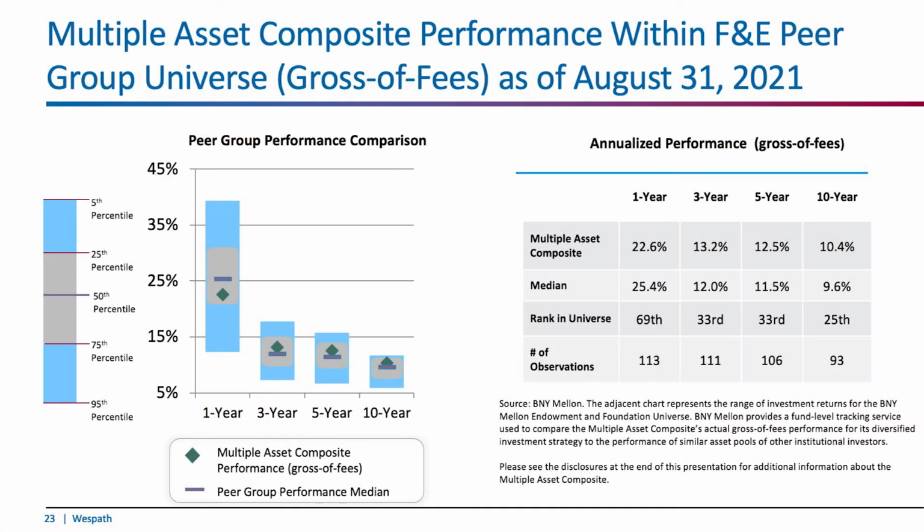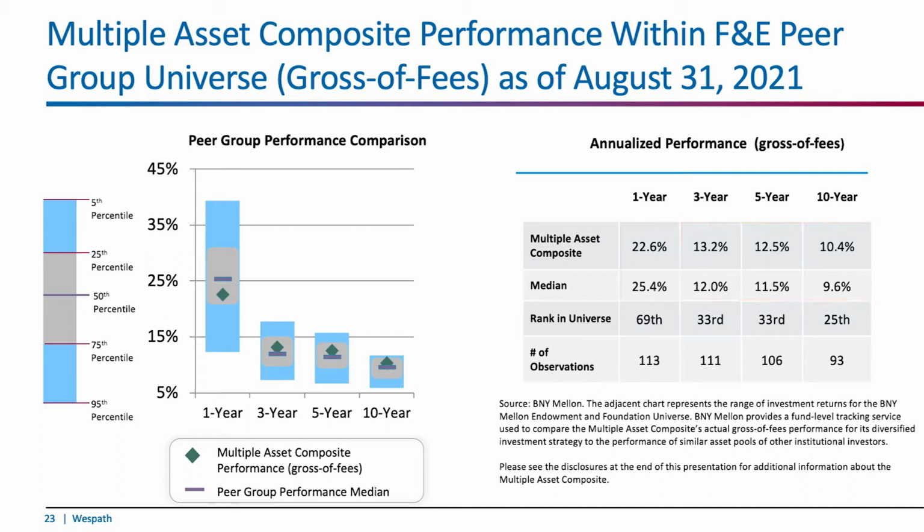The information on the slide is updated only through August, since the September data is expected to be released later on this month. You can see looking at the chart that the Multiple Asset Fund has outperformed the median foundation and endowment portfolio in the 3, 5, and 10-year time horizon, and performing in the top quartile for the 10-year, which means it outperformed 75% of its peers.